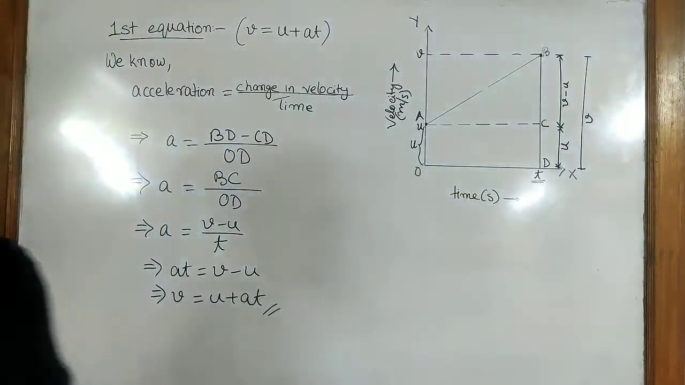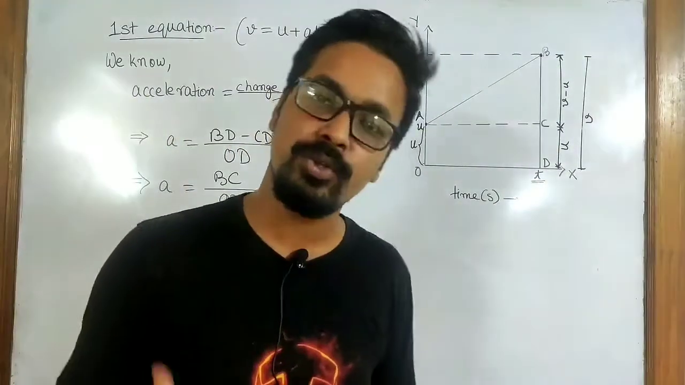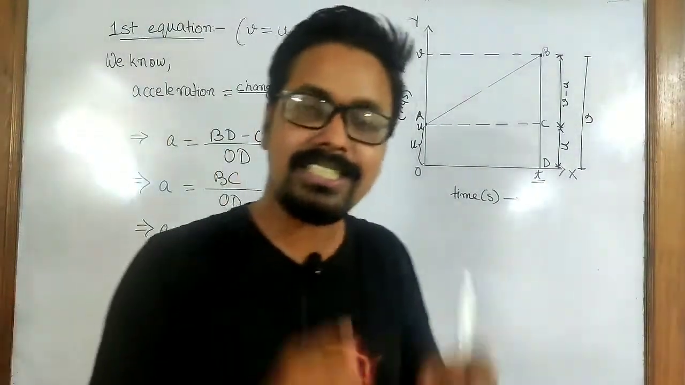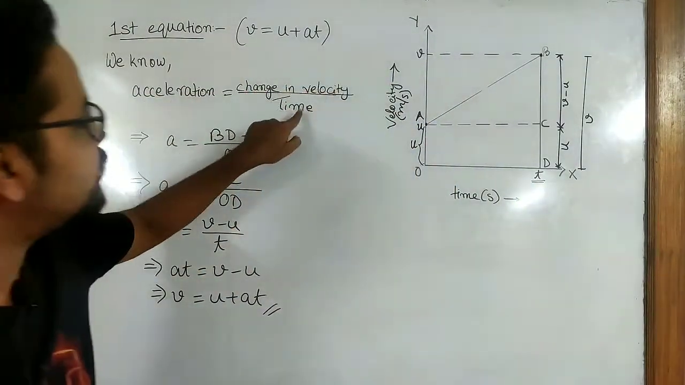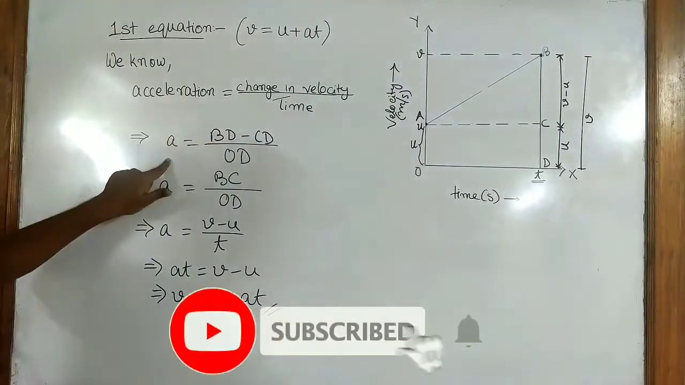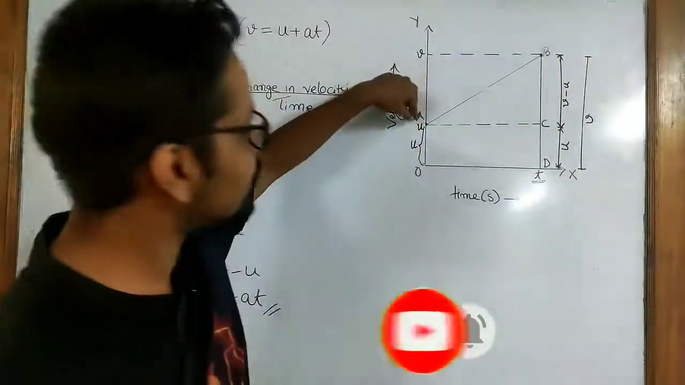Now let us move to the proof. So we have to prove this formula. We are going to use the formula for acceleration, which we know. Acceleration is change in velocity by time, and that is what we have written. Acceleration is change in velocity by time. So acceleration means A. Now change in velocity means final velocity minus the initial velocity.